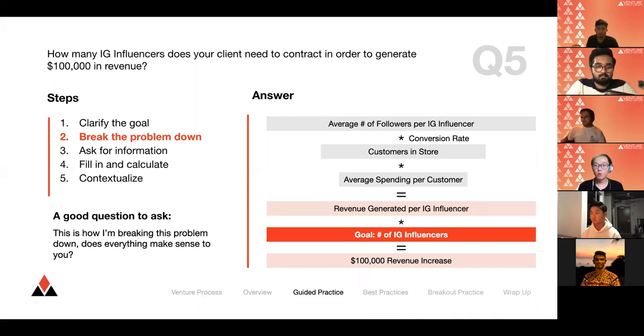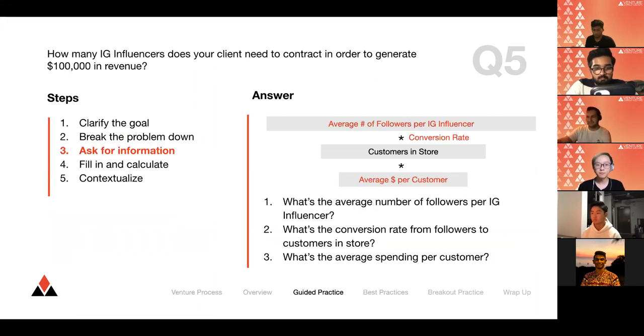So usually with quantitative problems, at this point, they will say, yeah, that does make sense, and they probably have some information for you. So now you might ask, okay, what's the average number of followers per influencer? What's the conversion rate? What's the average spending per customer?